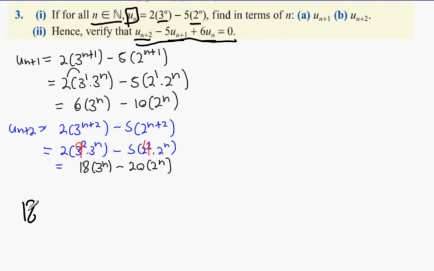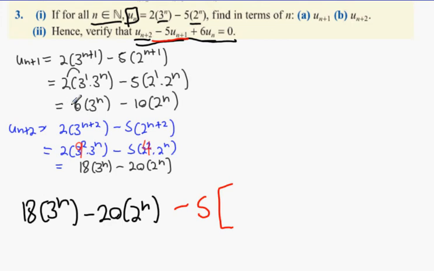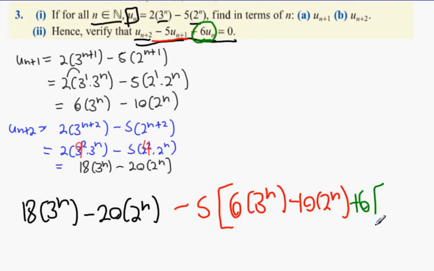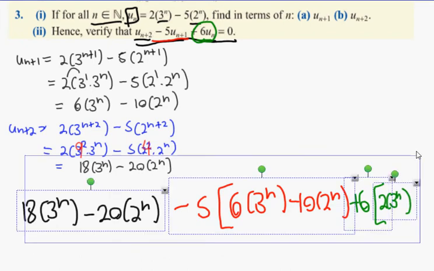So here's what I have to do. Write down u(n+2), which is in black. Okay. Then the next section of it is going to be in red, the 5u(n+1). Minus 5 bracket u(n+1), which is 6, 3 to the n, minus 10, 2 to the n. And then the last section, which I'll do in green, is going to be plus 6u(n). So it's going to be 6 times 2 to the 3n.